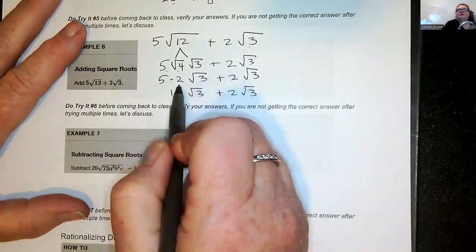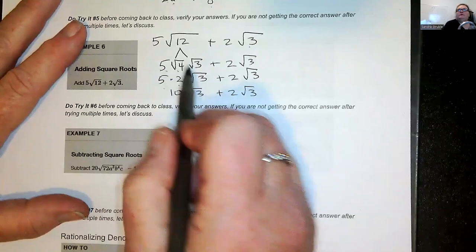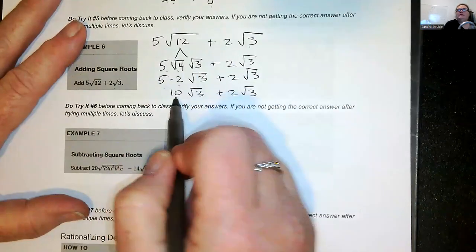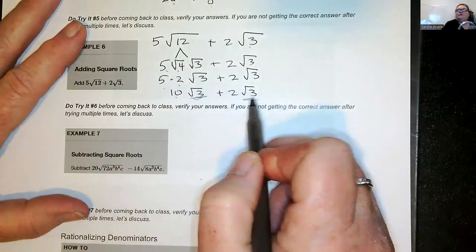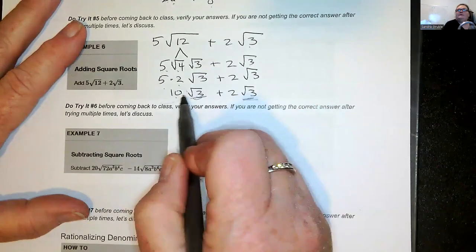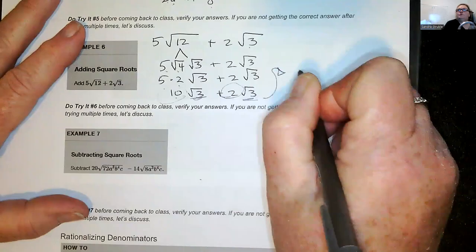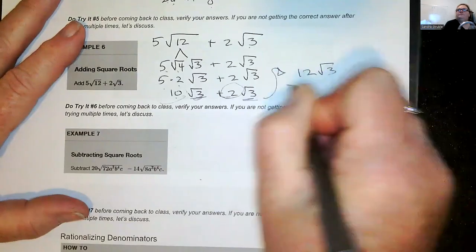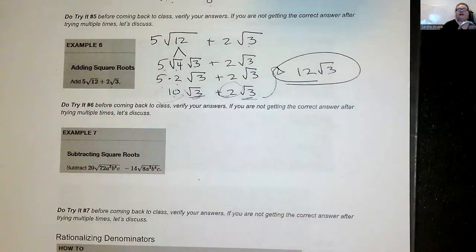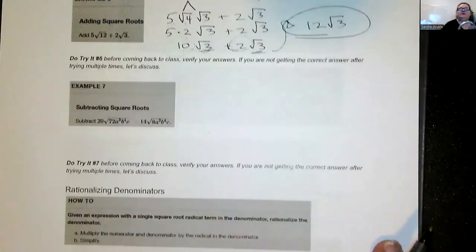Because the square root of 4 becomes 2. Bring down everything else. 5 times 2 is 10. Now that they both have the same square root of 3, I can add the 10 and the 2. So this becomes, for my final answer, 12 square root of 3. Okay. Again, let me know if you have any questions on this.